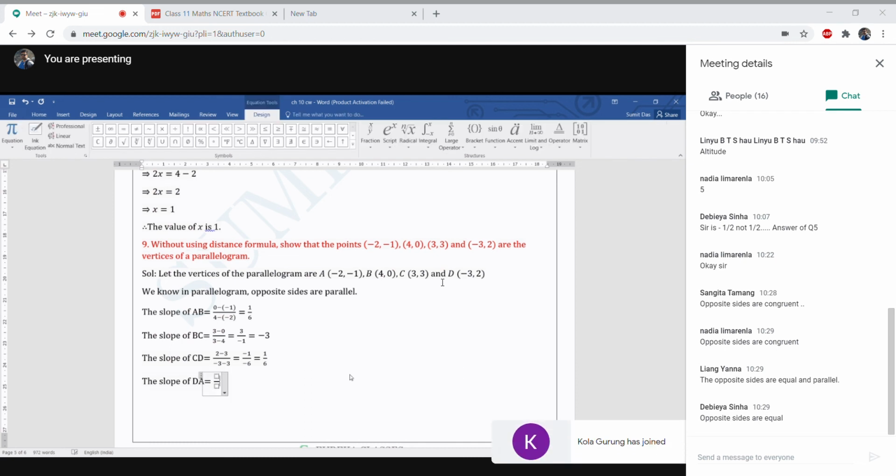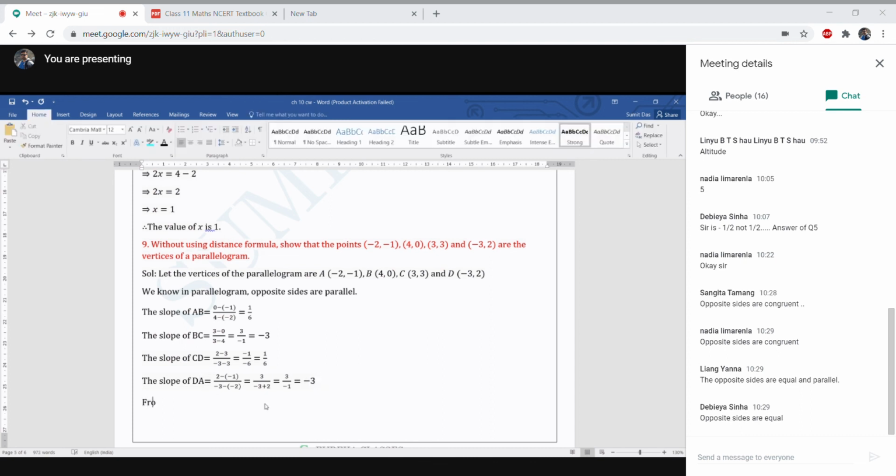Slope of DA or AD. AD is this, A and D. So it will be Y2, which is 2 minus minus 1, divided by minus 3 minus minus 2. You have to be very careful when you have the plus minus sign. Then the numerator is 2 plus 1, 3, and the denominator will be minus 3 plus 2. If you simplify this, you will get 3 divided by minus 1, which is equal to minus 3.